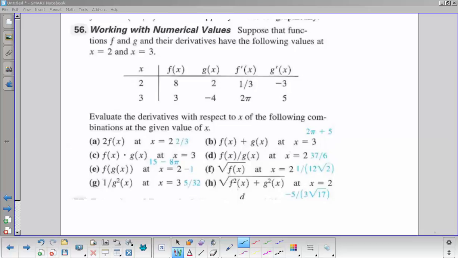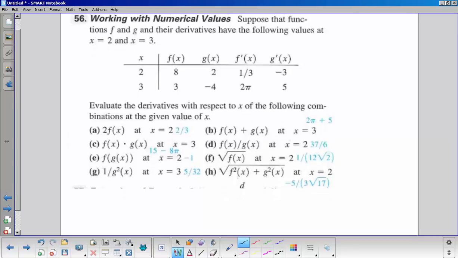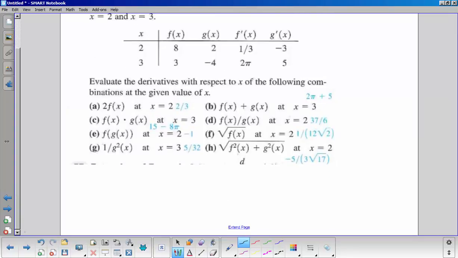Problem 56 from section 4-1 is a really important problem because it tests your knowledge of how to take the derivative of everything using the chain rule, product rule, and the quotient rule, and all that jazz. So let's do number 56 together. For part A, we're going to take the derivative of the expression.